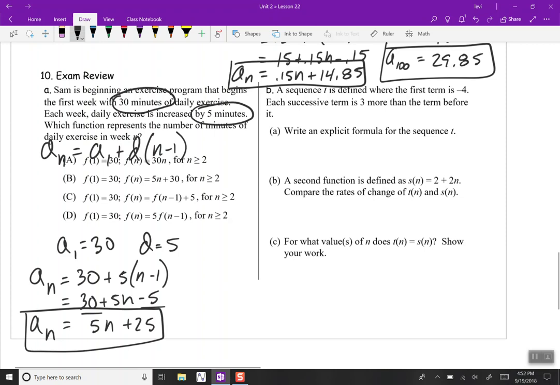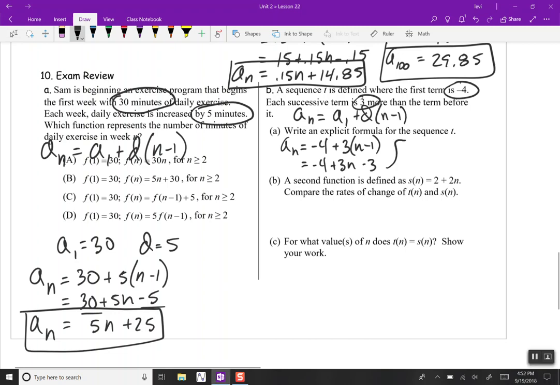A sequence T is defined where the first term is -4, each successive term is 3 more than the term before it. So I'll write an explicit formula. Again, a sub n equals first term plus common difference times n minus 1. So our first term is -4 plus 3 more, so that's 3 times n minus 1. So that makes -4 plus 3n minus 3.